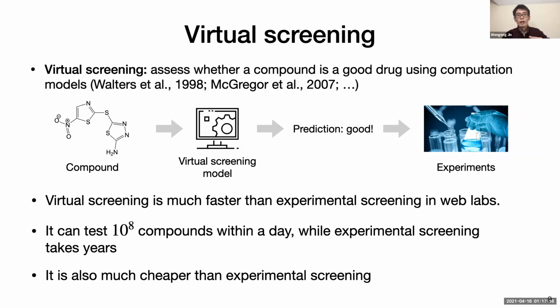And that depends on what the end property is. If it's binding affinity, then we need to predict whether this compound has low binding affinity. If it's toxicity, then it's basically the same. And virtual screening is favorable because it is much faster than experimental screening in wet labs. It can test around 10 to the 8th compounds within a day, while experimental screening will take more than 1 year. And also it is quite cheap because everything is in the computer rather than in the wet labs.